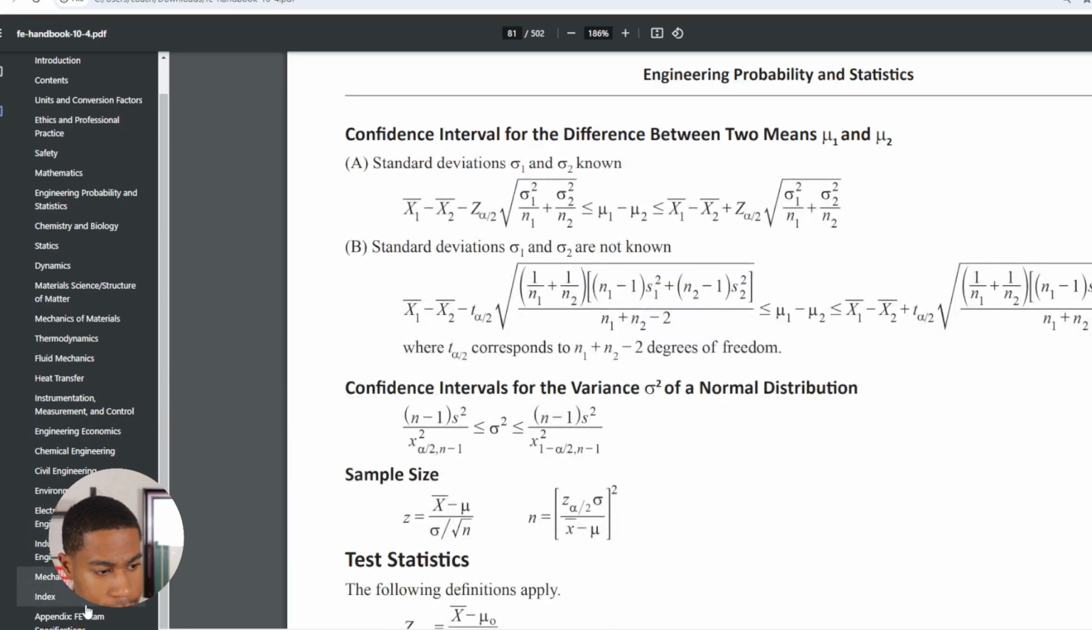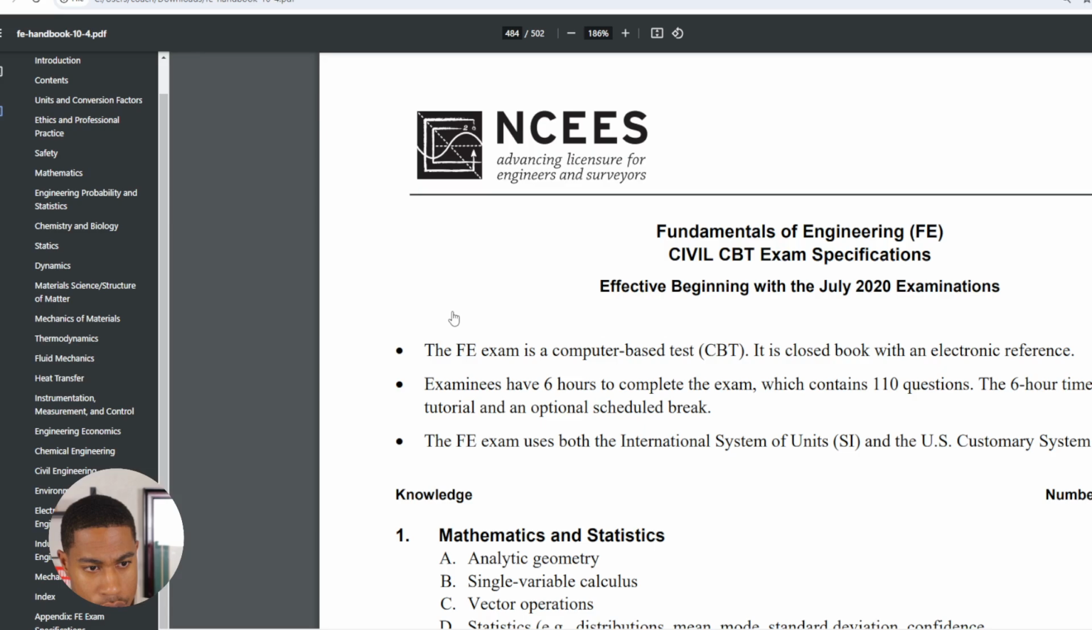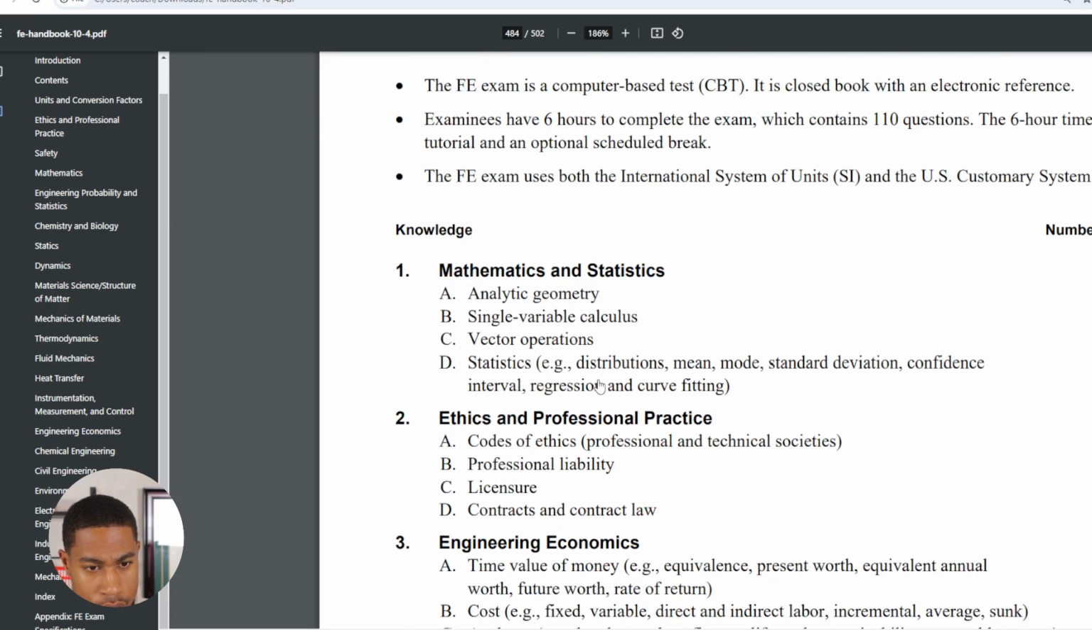So let's just go back to make sure. We have covered distributions, t distribution, normal distribution. Normal is for large samples. T distribution is for smaller samples, normally under 30. Mean, went through that. Mode, went through that. Standard deviation, confidence intervals, regression lines, curve, and fitting.